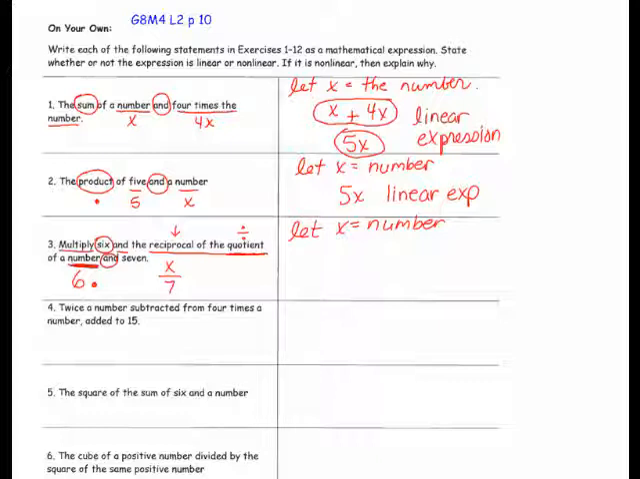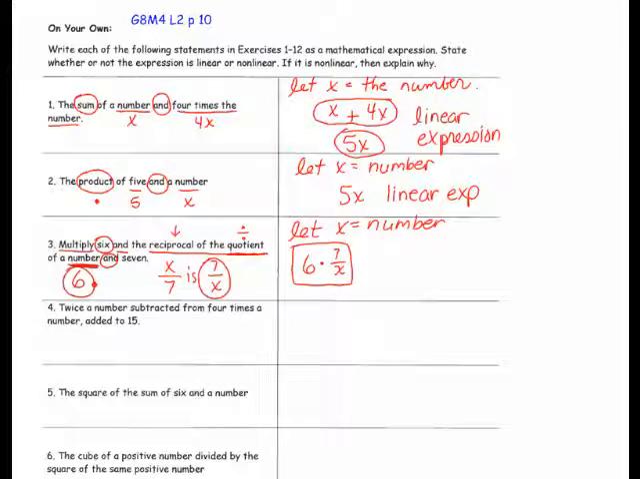But I want to multiply by the reciprocal, and the reciprocal is 7 over x. So I want to multiply 6 times 7 over x. 6 times 7 over x. So this is my expression.